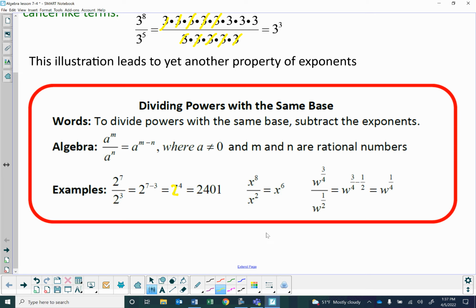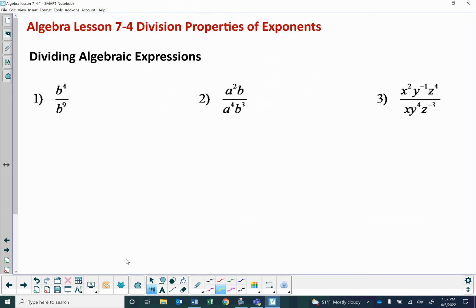And by the way, 2 to the 4th is not 2401. 2 to the 4th is 16. That's what happens when you write a 7 instead of a 2. Change that in your notes, please. All right. So let's divide using some algebraic expressions.